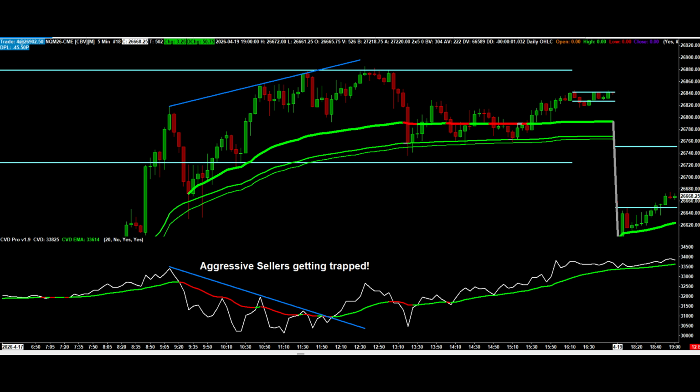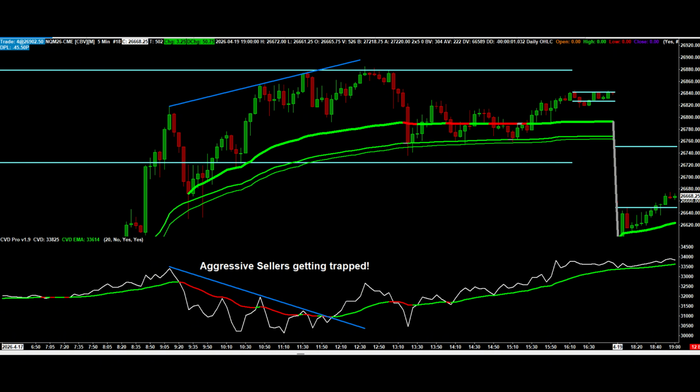Okay, so here are some common mistakes to avoid. The first mistake is chasing CVD. CVD shows aggression. However, it does not guarantee continuation. Aggressive traders can get trapped. The second mistake is ignoring value. If price has not accepted a new area, the move may not be mature enough to trade.